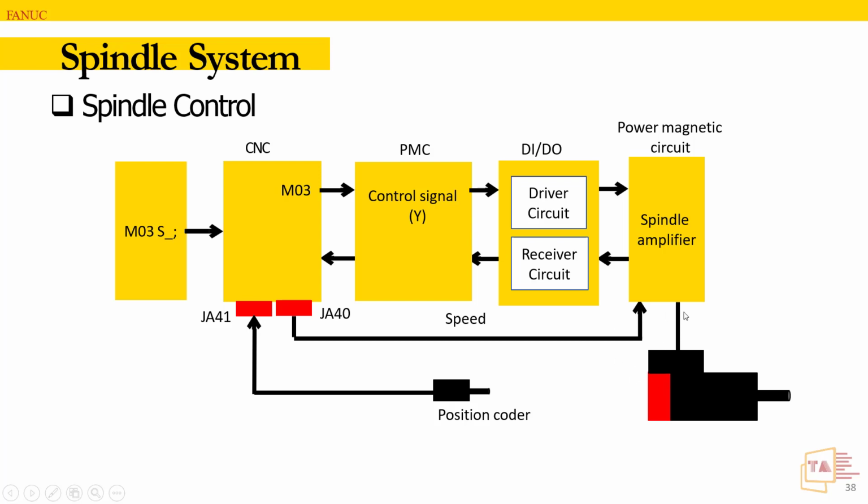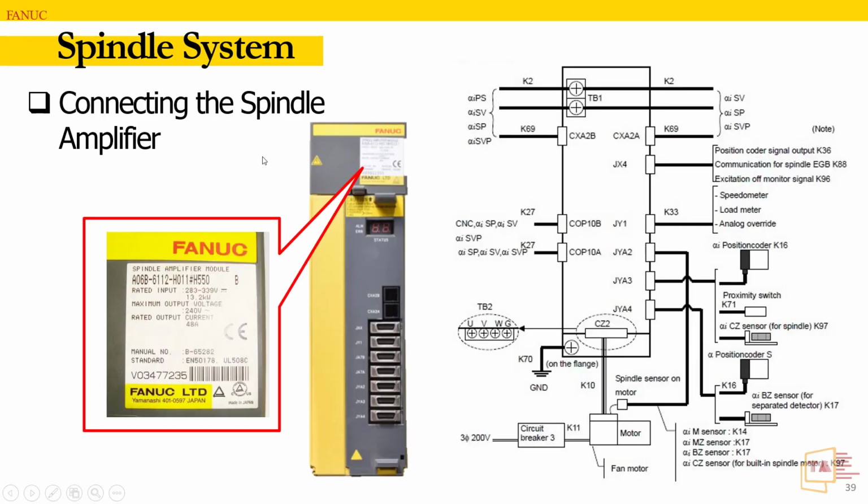If you want to monitor the position, we should use a position coder in the spindle. That position coder is directly connected to JA41 in the CNC, not the spindle amplifier. So this is also one of the spindle controls. So we have two methods. Okay, this is the spindle amplifier.